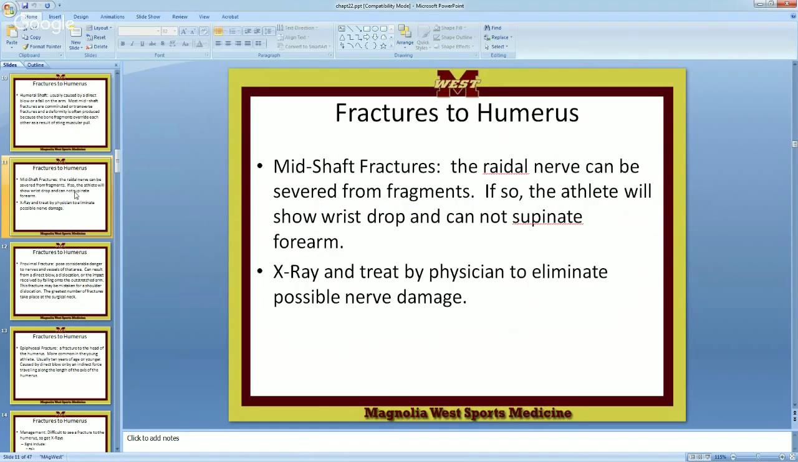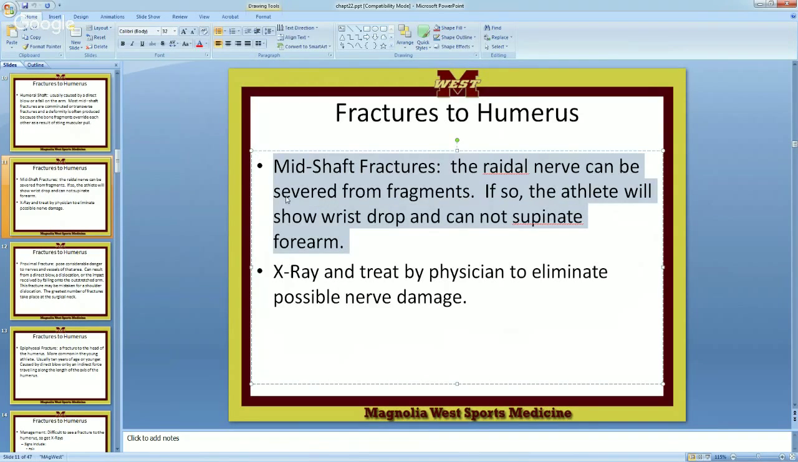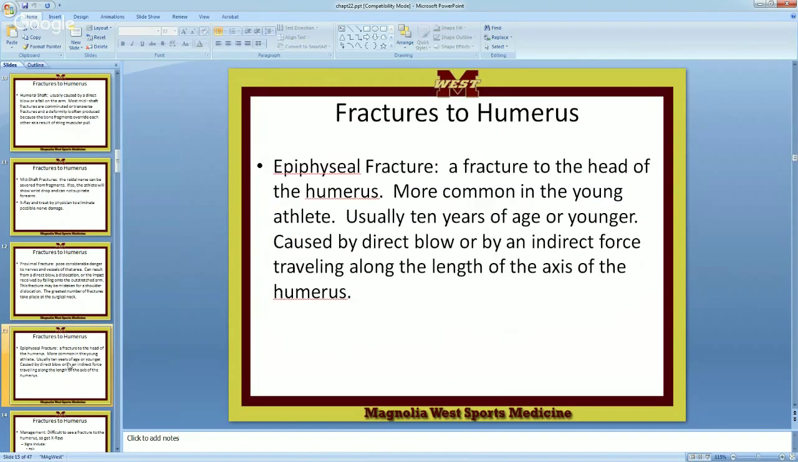Number 11. We're still on fractures. With the mid-shaft fracture of the humerus, what nerve can be damaged? So that tells you right here. 13. Slide 13. This is a fracture to the head of the humerus, more common in young athletes, usually 10 years of age or younger, and that's an epiphyseal fracture.